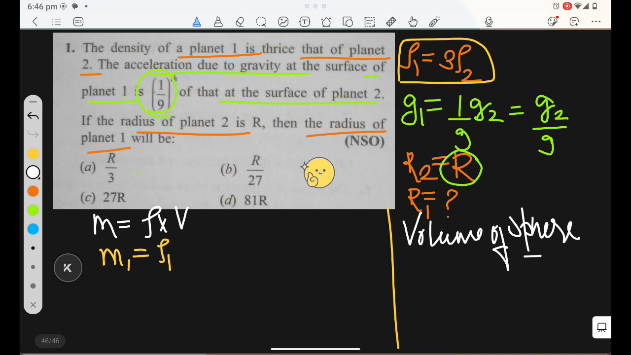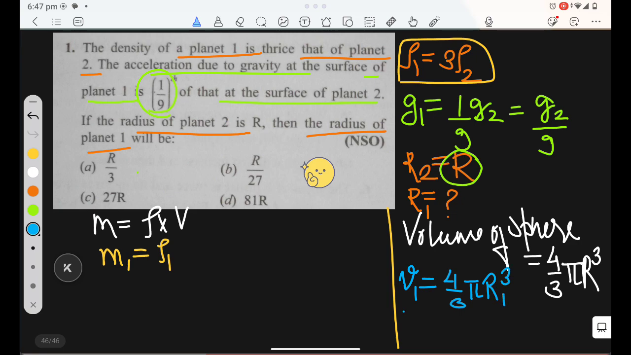Volume of a sphere is equal to 4 by 3 pi r cube. So for answering this question, we need to calculate the volume. That is the very first step. We need to calculate the volume of both the planets. So volume of planet 1 is going to be 4 by 3 pi r1 cube. Volume of planet 2 is going to be 4 by 3 pi r2, and r2 is r only, so r cube.